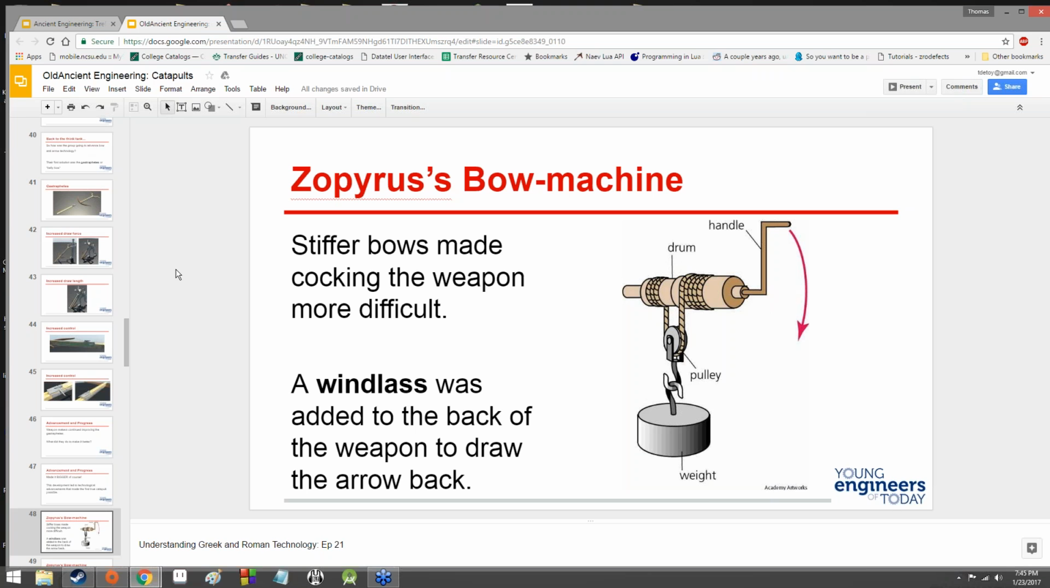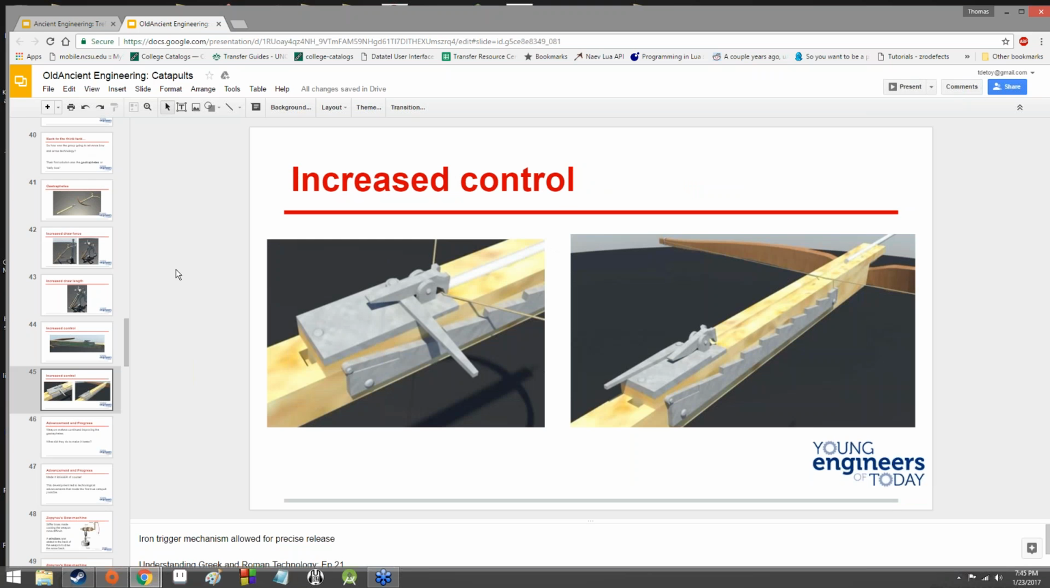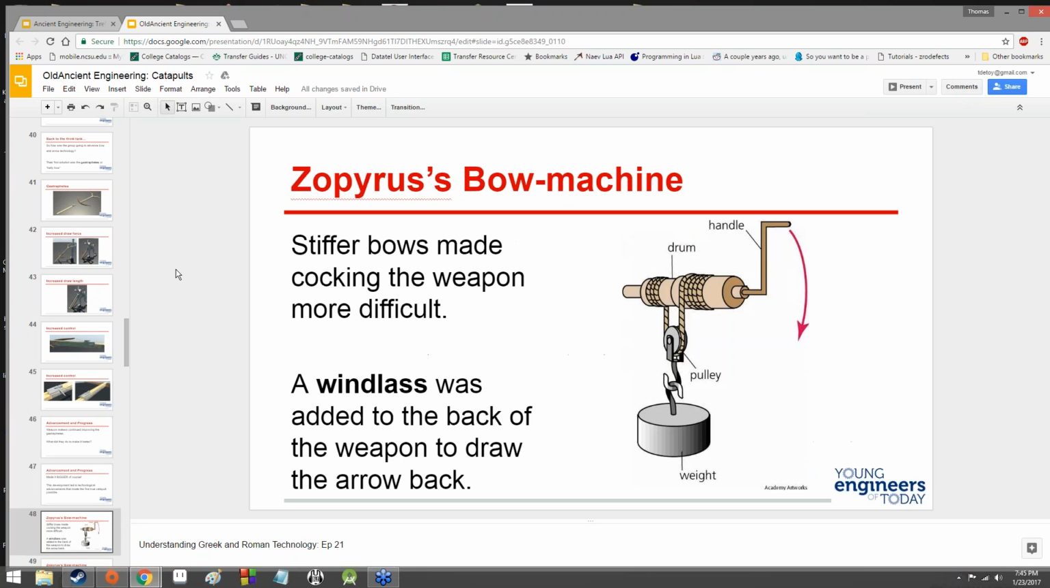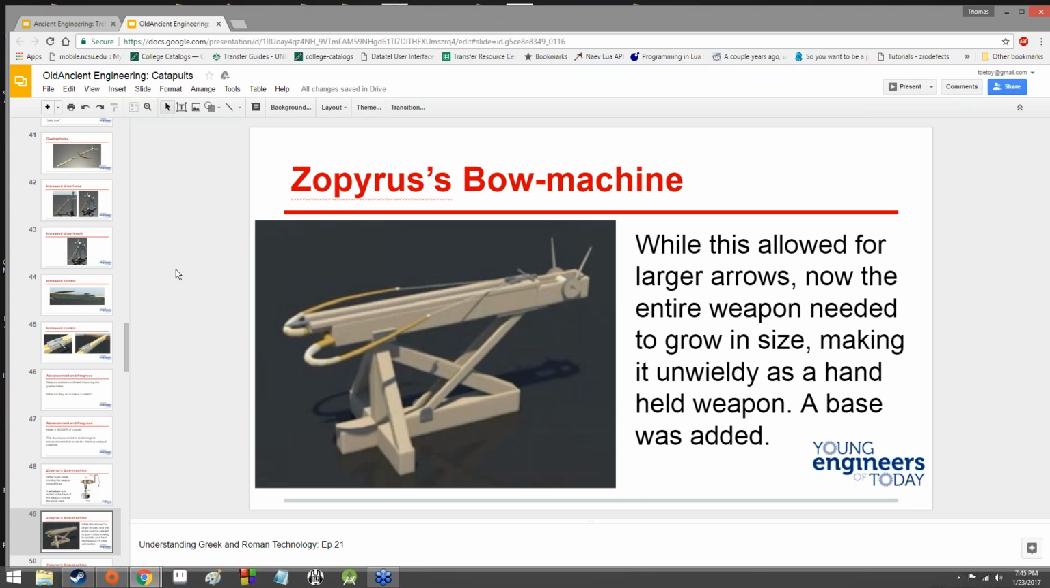This was Zopyrus's bow machine. As the Gastraphetes got stronger, it became harder and harder to cock the weapon, even with your whole body. So then they started utilizing basically a pulley and wheel and axle system in order to cock the arrow. This allowed for larger arrows, but on the other hand, the weapon was becoming so large that they needed to add a base to it so that you could actually steady it and everything like that.